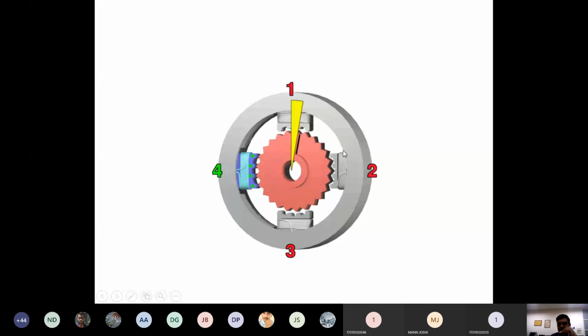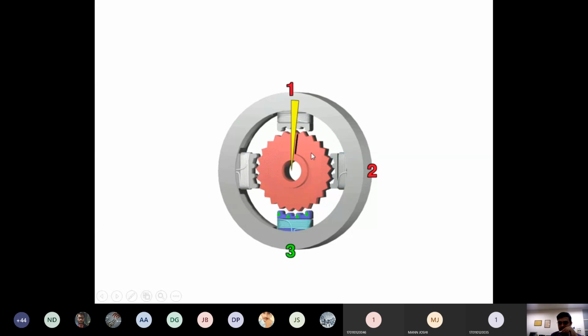So what is the step angle for the stepper motor? For the accuracy purpose, do you have any idea? Who will give the answer? 1.8 degrees. Yes, 1.8 degrees is the step angle for the stepper motor. So at the first step only, we are getting the 90 angle. That minimum angle, we can say, is 1.8 degrees for the stepper motor.